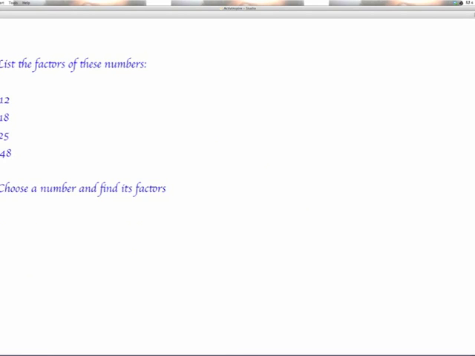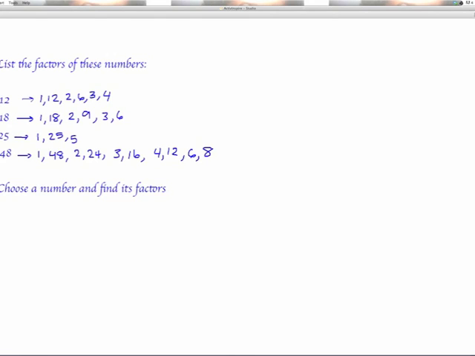Okay, you're going to list the factors for these numbers. So remember, a factor is a number which can divide exactly into that number given. So here are the answers. And you're also going to choose a number and find its factors.